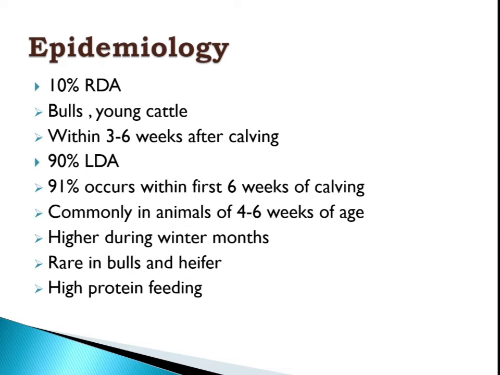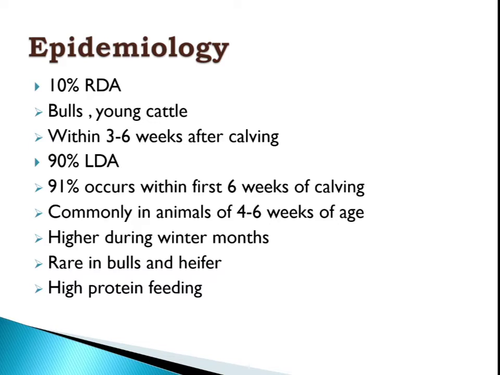Now, the epidemiology. The left displacement of abomasum is more common than the right displacement of abomasum. 10% of the cases are of right displacement of abomasum and the rest 90% are of left displacement of abomasum. The right displacement of abomasum is found in bulls and young cattle, which is much more frequent than the left displacement of abomasum, and it occurs within 3 to 6 weeks after calving.